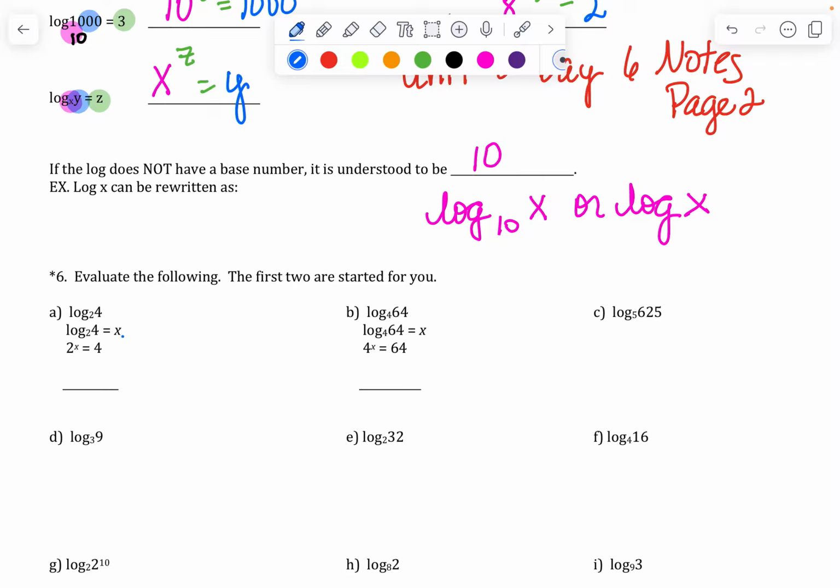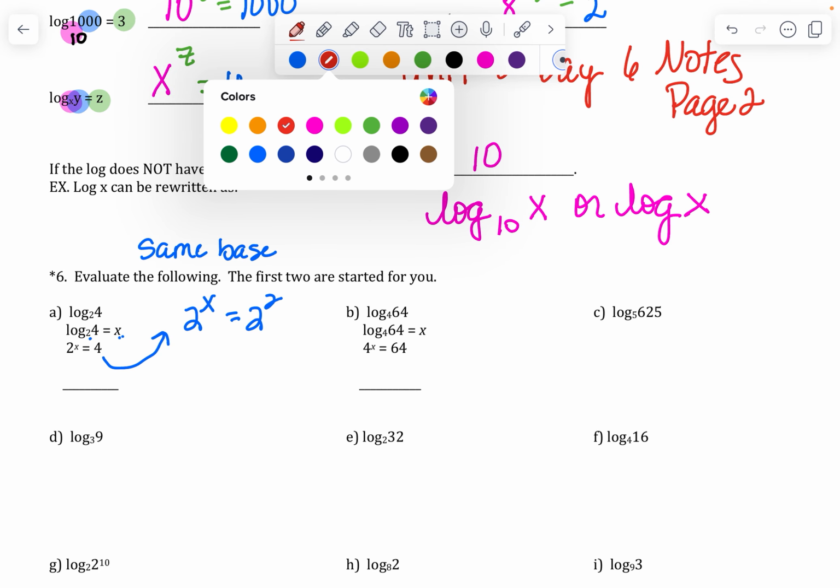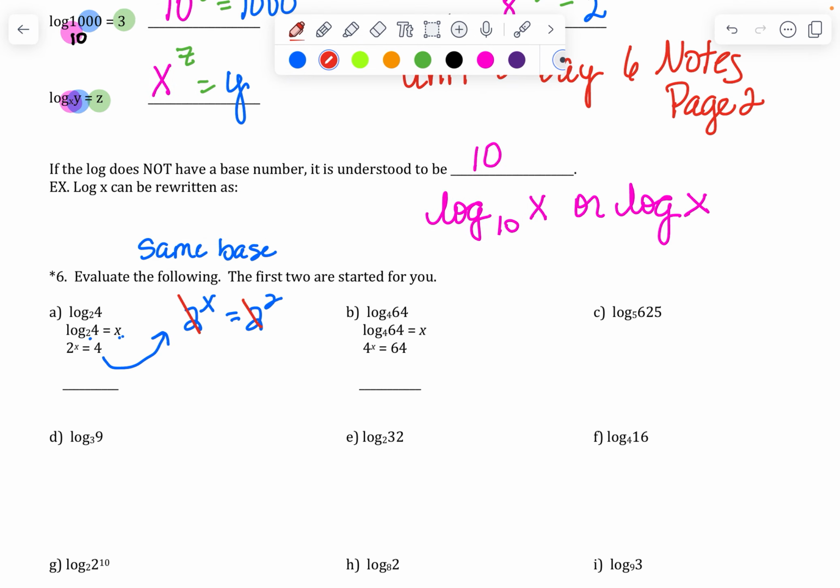So let's jump down to D. So what you need to do first is add an equals x. Then you're going to rewrite it without the word log. In other words, get your base, which is a 3, come over here and get your exponent, and all of that is going to equal 9. So now we want to get our same base, so let's change them both to 3s. So this is already 3 to the x power. 9 becomes 3 squared. You can cancel out those common bases, and your answer is x equals 2.